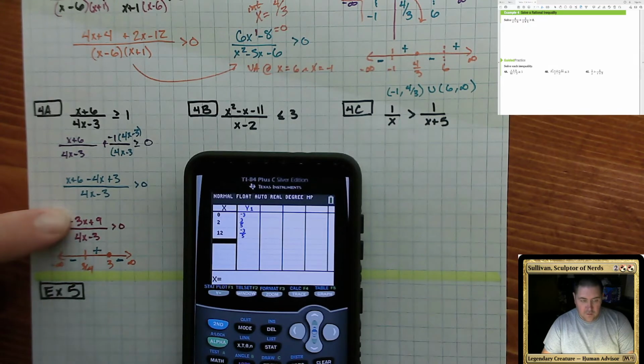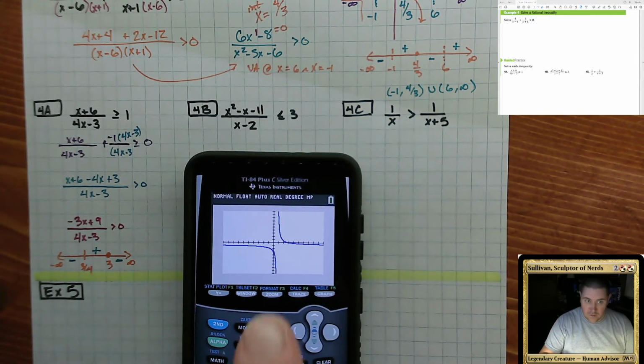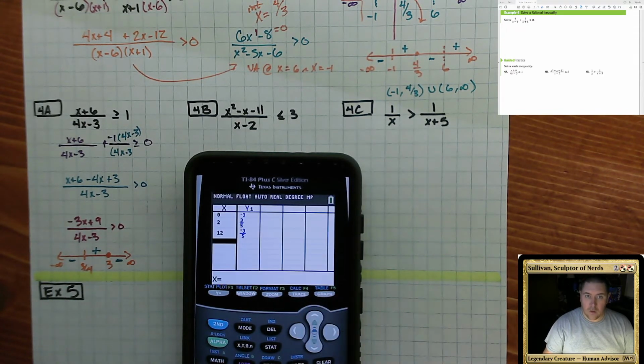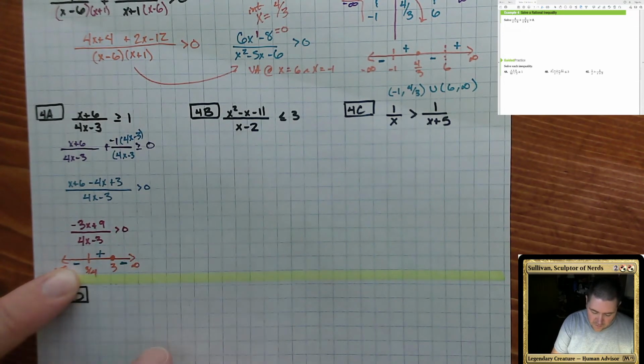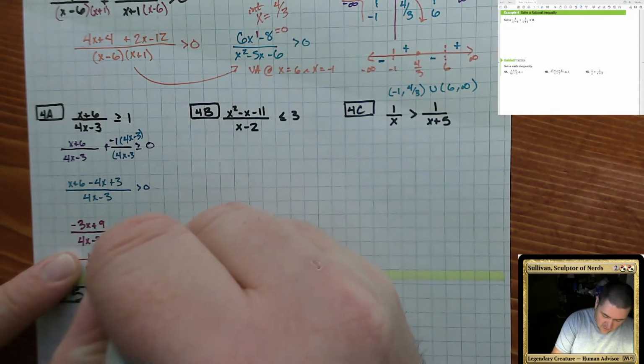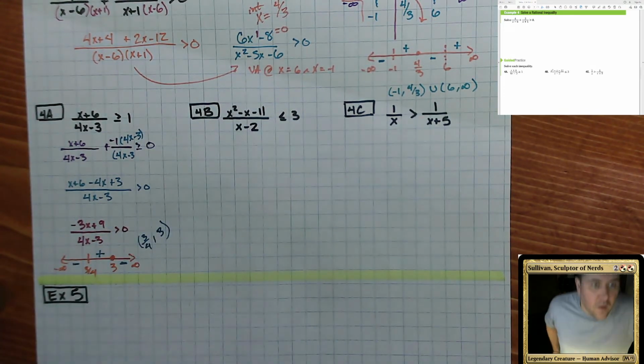But the goal is get your x-intercepts and your vertical asymptotes. Sketch out a little number line, and then test those areas by knowing what the graph looks like, seeing what the graph looks like, or testing in those intervals. However you're going to do it. And this is, where is it greater than 0? To me, that looks like from 3/4 to 3.